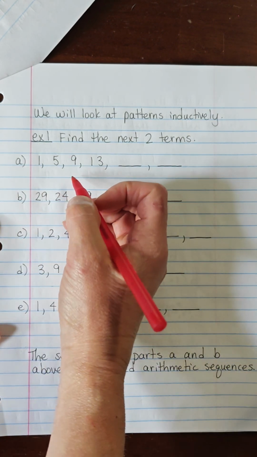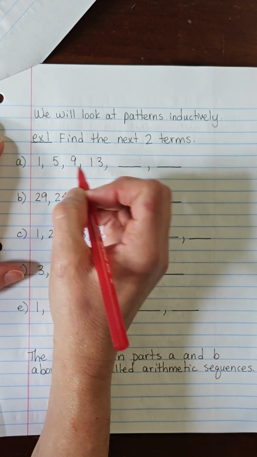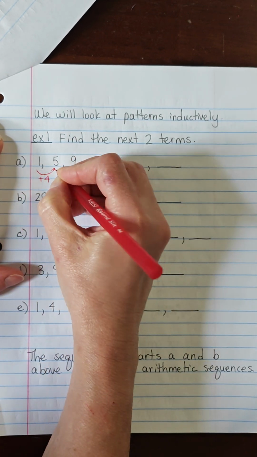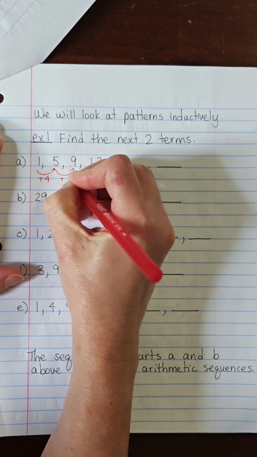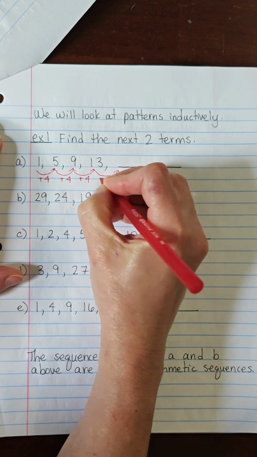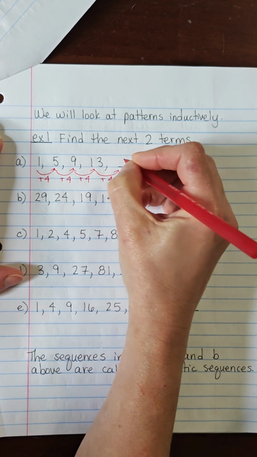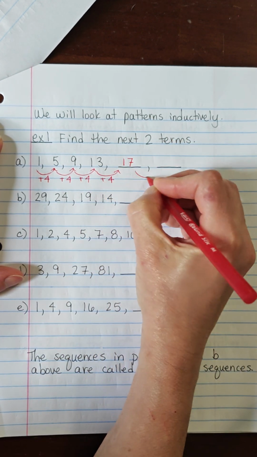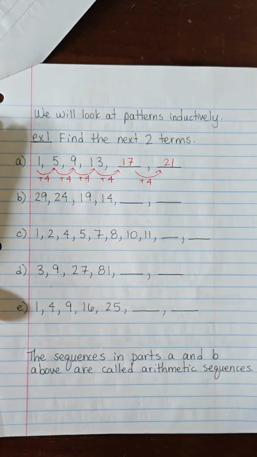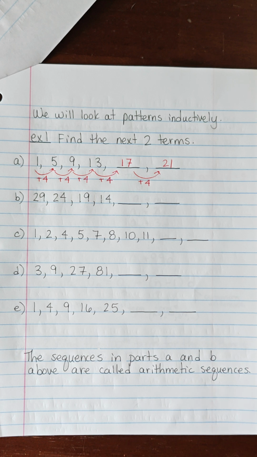Okay, so this one, the pattern is that we're adding 4 each time. Right, so that means the next term, we add 4 to 13, and we get 17. We add 4 again, and we get 21. So there's the pattern. All right, B.